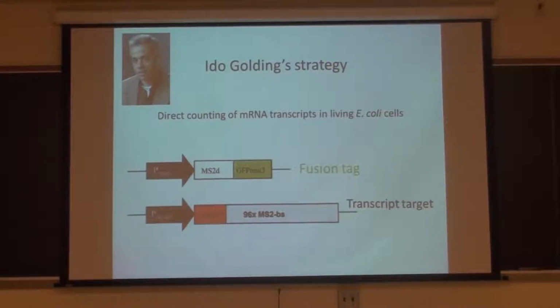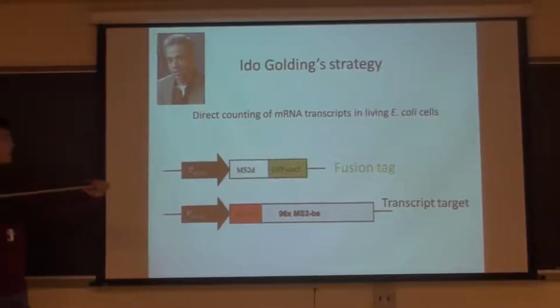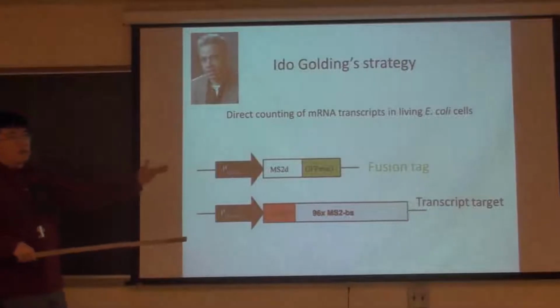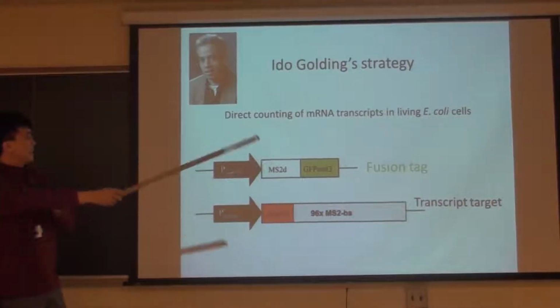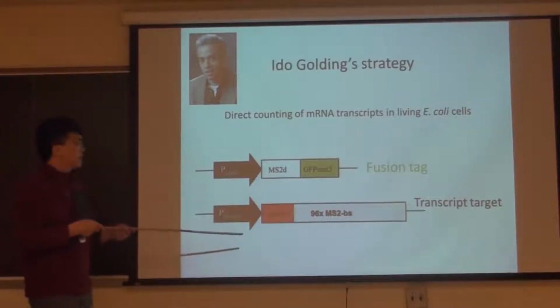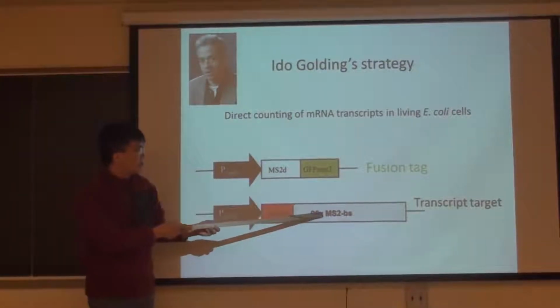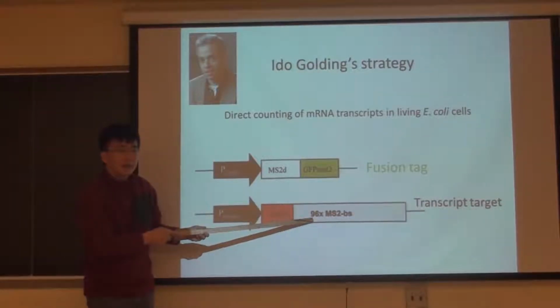So Ido Golding was a colleague here before he moved elsewhere. So I'm going to show you one movie that I got from him. So what they did was, in E. coli, they made this array of MS2 binding sequence, 96 copies. Okay?